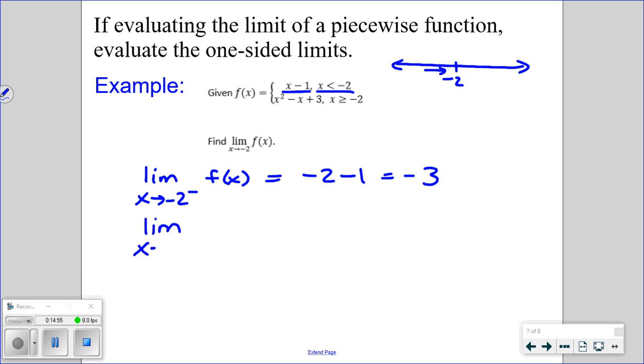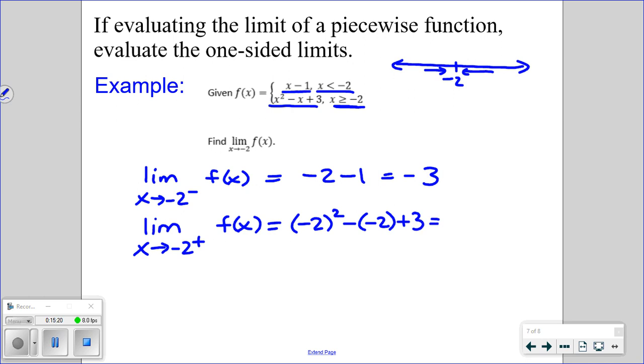Okay, let's evaluate the limit as x approaches negative 2 from the right. So let's go back to our number line. If we're approaching negative 2 from the right, those are all values greater than negative 2. Well, when x is greater than negative 2, f of x equals x squared minus x plus 3, so that's what we're going to plug into. So this will equal 4 plus 4 plus 3, which will equal 11.